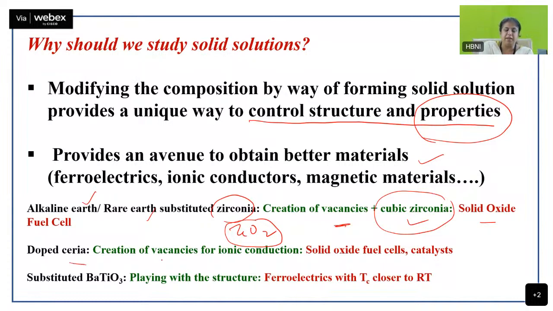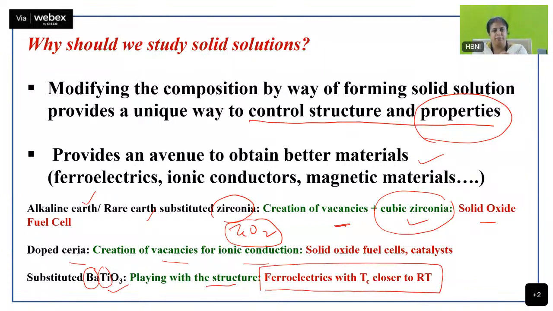Dope ceria, again, we can dope different ions into ceria, create vacancies, which makes it a very good ionic conductor. Barium titanate, we talked about it twice or thrice. We can play with the structure by substituting barium by some other ion, or by substituting titanium by some other ion, or by replacing both of them to some extent. And by that, we can actually tune its ferroelectric transition temperature.